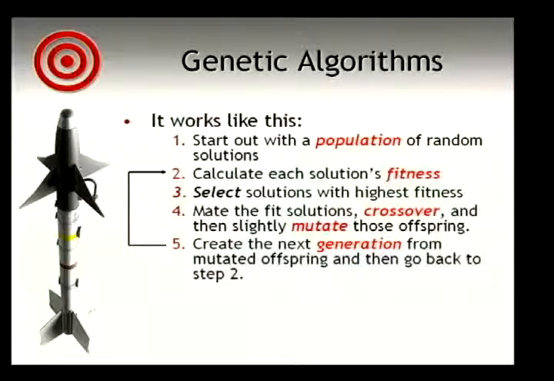So genetic algorithms, to outline them broadly, I'll go into each one of these steps on their own in subsequent slides. The genetic algorithms work like this. We start out with a population of random solutions, completely random. We calculate each solution's fitness. We select solutions with the highest fitness, mate the fittest solutions more than the unfit solutions, and then slightly mutate the offspring. Once we're finished with that, we've created a new population, which we call the next generation, and we go back to step 2 and repeat this process and iterate basically until we want to stop.